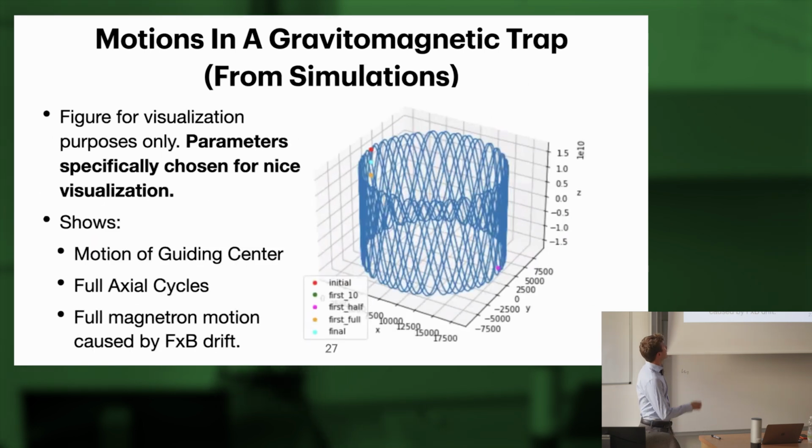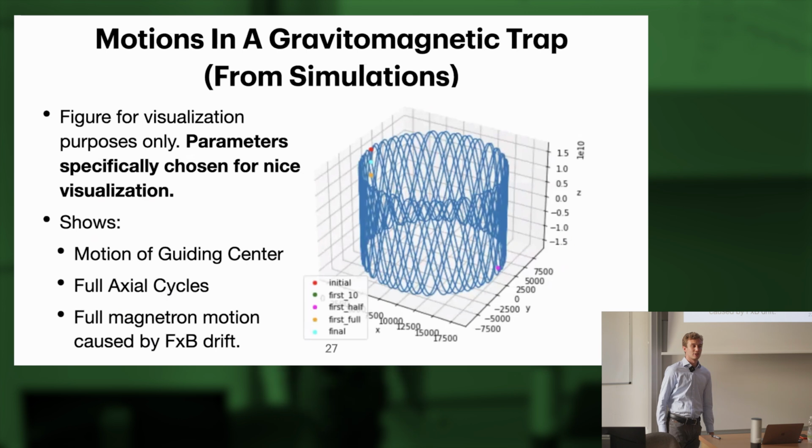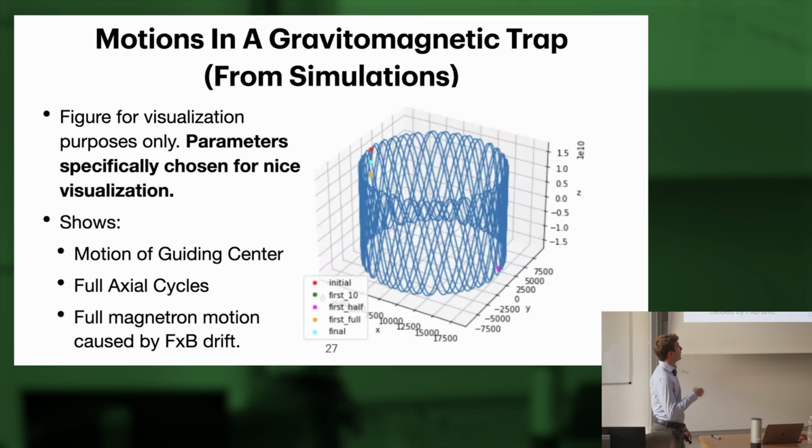Another sanity check is that when we slightly change the parameters of the simulation, we can replicate the exact magnetron and cyclotron and the axial motion in full cycles and see exact behavior of a Penning trap. This shows the motion of the guiding center of the cyclotron motion, full axial motion cycles, and the magnetron motion caused by the F cross B drifts.